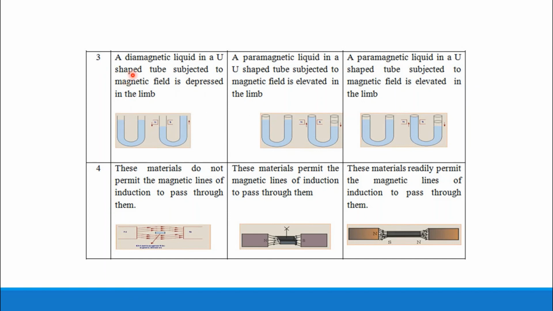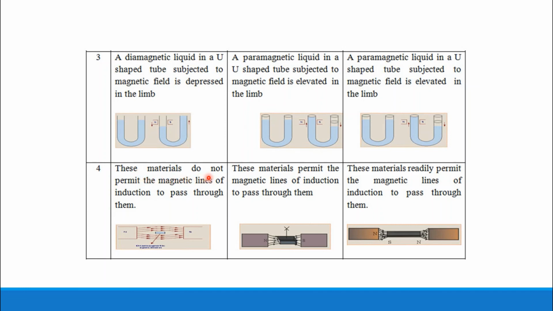Come to the third one. A diamagnetic liquid in a U-shaped tube subjected to a magnetic field is depressed in the tube. Now see, there is a U tube here. Without applying any field, the levels are the same. But when one of the limbs of the U tube is subjected to a magnetic field, this level is depressed here. That happens in the case of a diamagnetic substance. But in the case of a paramagnetic substance, we find elevation. When one of the limbs of the U tube is subjected to a magnetic field, the paramagnetic liquid is elevated here. The same thing happens in the case of ferromagnetic substances, but the rise is to a greater extent here, in a ferromagnetic liquid.